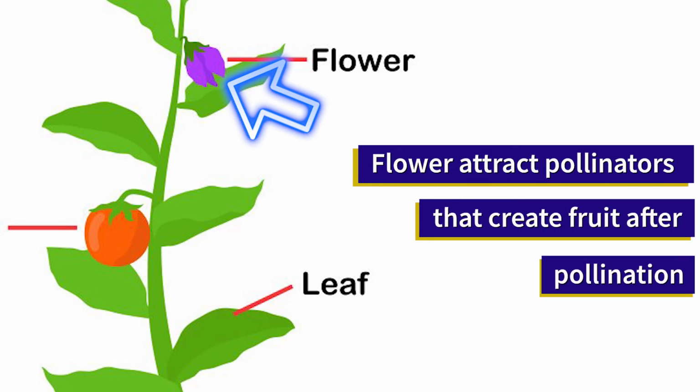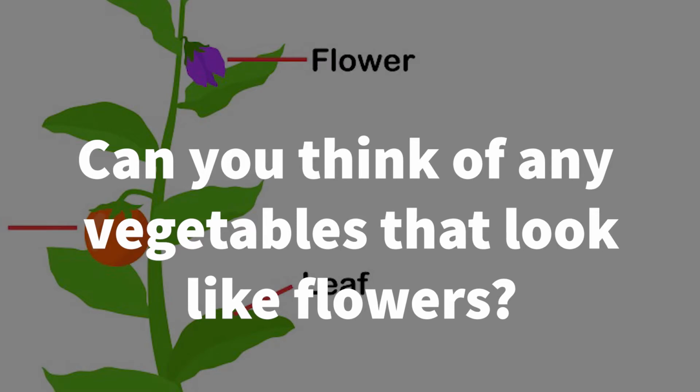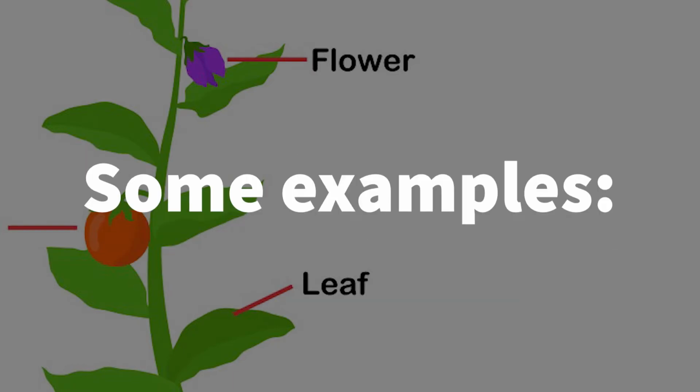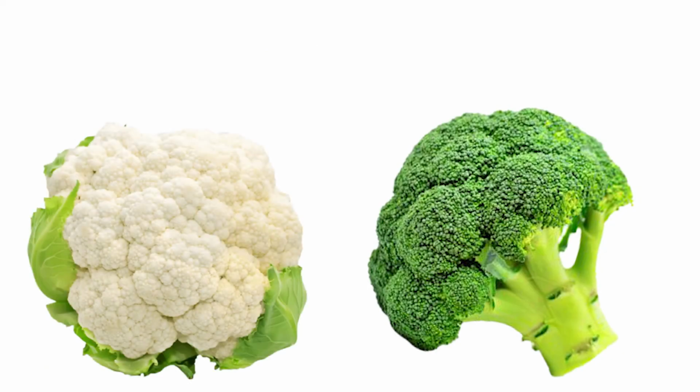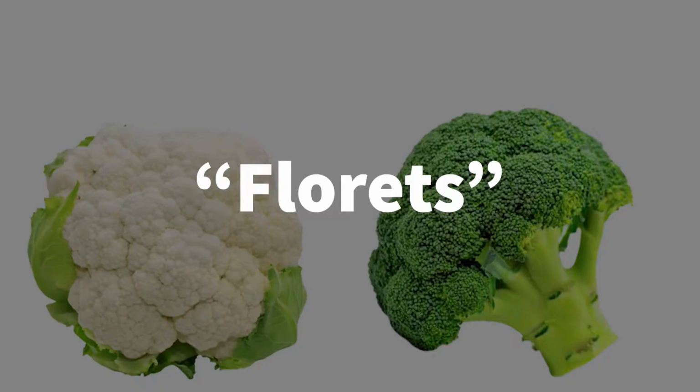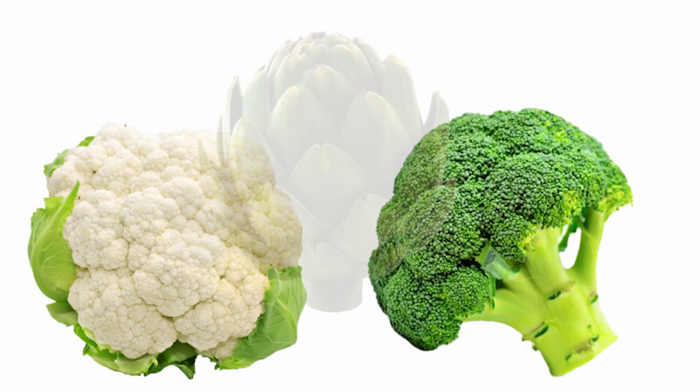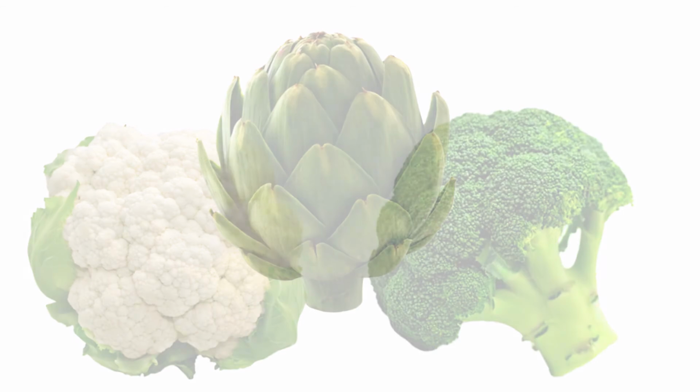Flowers attract pollinators that create fruit after pollination. Can you think of vegetables that might look like a flower? This one's tough, but you've got this. Some examples might be broccoli or cauliflower. If you've ever seen them at the store labeled florets, that basically means small flower. Artichokes would also fit in this category.